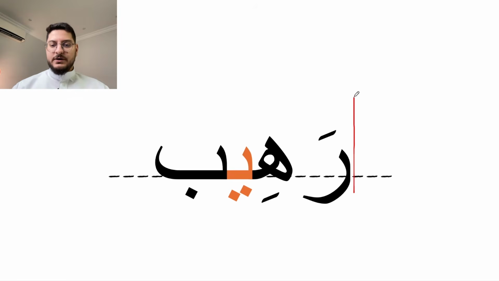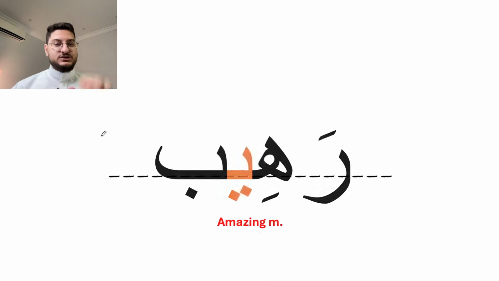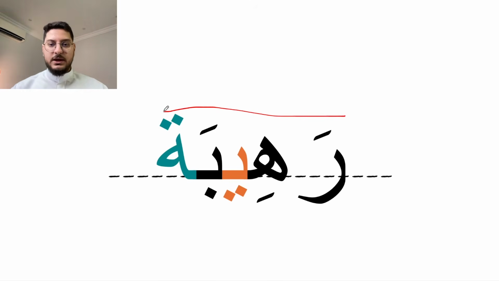Here we have ra, and then heeb, rahib. If you remember this word, rahib meant amazing. But again, I can only use it to describe males or masculine nouns. So I could say Khalid rahib. Khalid is amazing. Abdullah rahib. Abdullah is amazing, and these are males. But if I want to say Sarah is amazing, then I need to add the ta marbuta. I would say Sarah rahiba. So again, rahiba would be amazing, but the feminine version of the word.